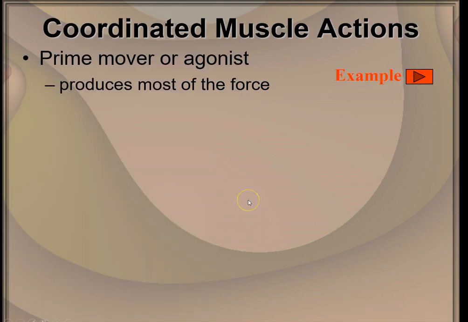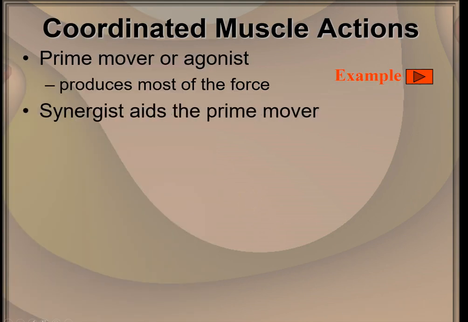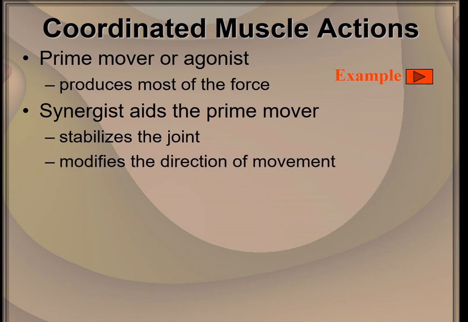All right? Some actions at some joints also have what's called a synergist. The synergist helps the prime mover. It doesn't do most of the force, but it does help. Okay? So it's doing the same thing. Sometimes it's more stabilizing the joint than actually doing the work. Sometimes it's modifying the direction of movement a little bit. But all in all, it's helping the prime mover.